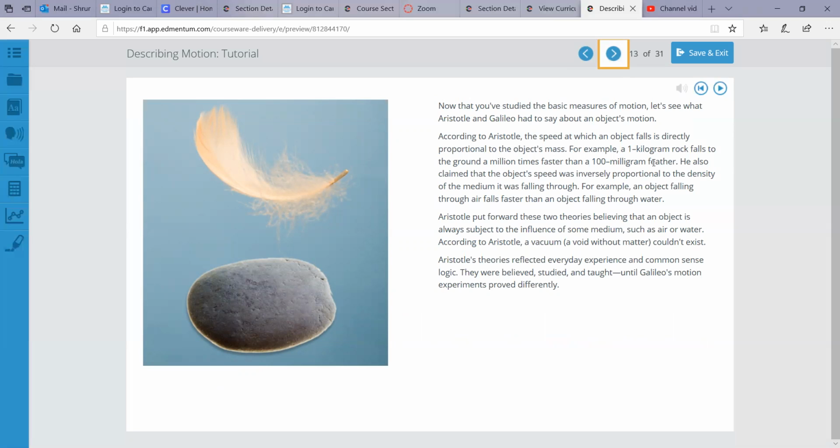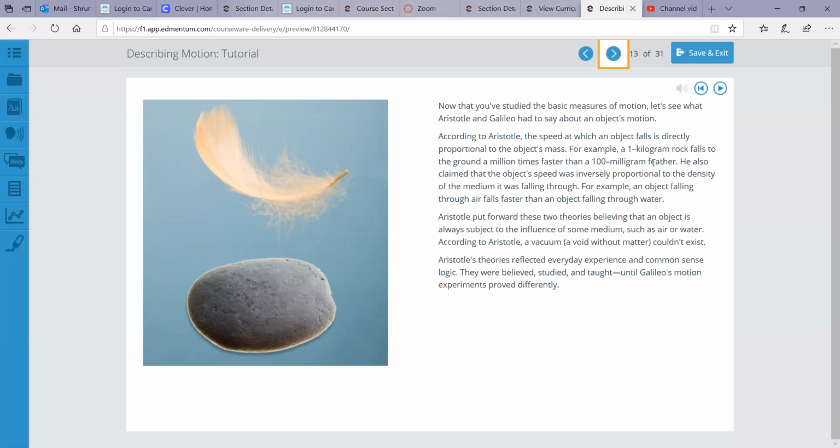So we have distance, scalar quantity, displacement, velocity, acceleration. Okay? Distance and speed, scalar. Displacement, velocity, acceleration, vectors. So now that you've studied very basic measures of motion, let's see what Aristotle and Galileo had to say about an object's motion.